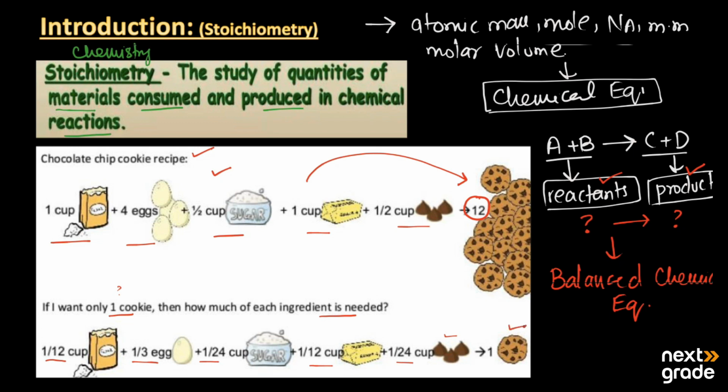So this is mainly the relationship between reactants and products, that is, what amount of products we are going to prepare from the given reactants. This is mainly known as stoichiometry.